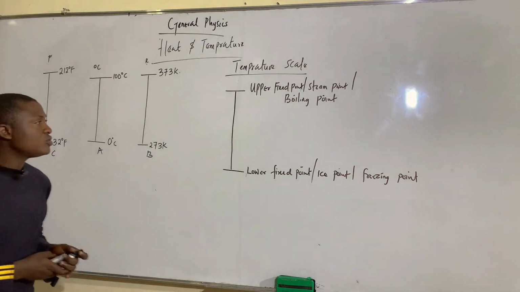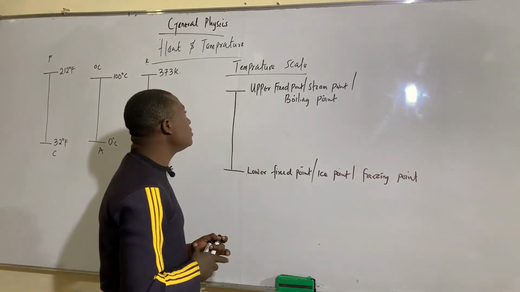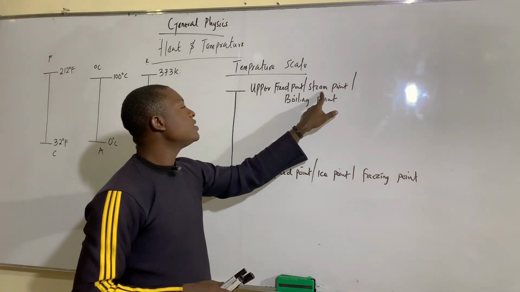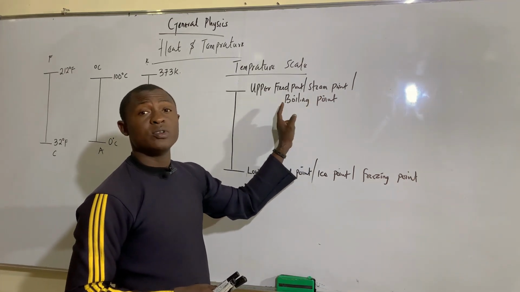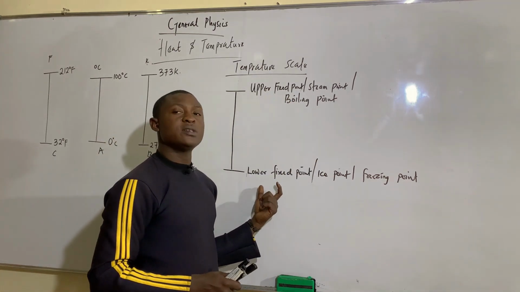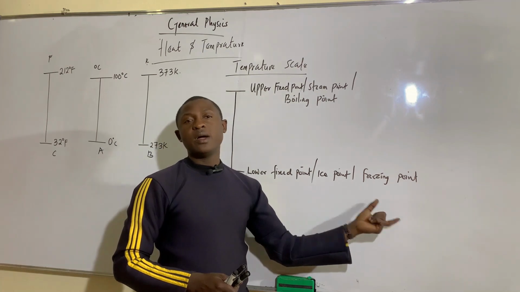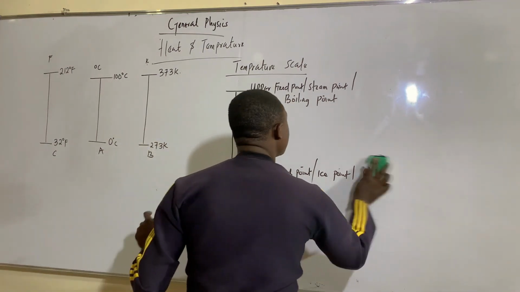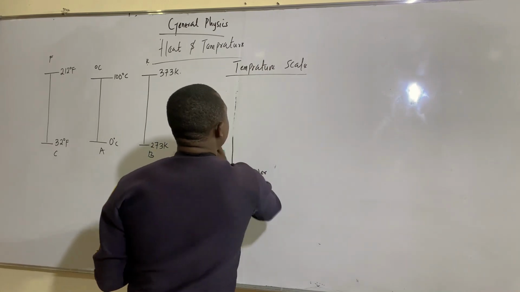So now, how are we going to make use of the formula? Please note this term. You can use either upper fixed point, or steam point, or boiling point. Any term they use between these is the same. Or here you can call it lower fixed point, or ice point, or freezing point. So let's see how we are going to derive the formula so that we know how to apply it.